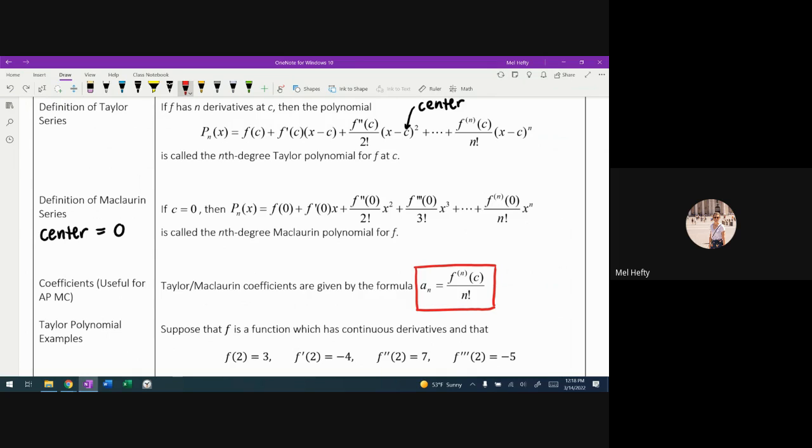So what I want to do first is I want to just write a Taylor polynomial given the information about the derivative. So I can't show you this graphically because we don't know what f of x looks like, but I just want to play with the formula itself.